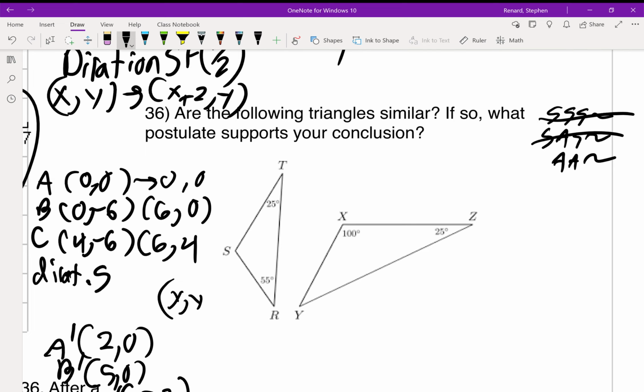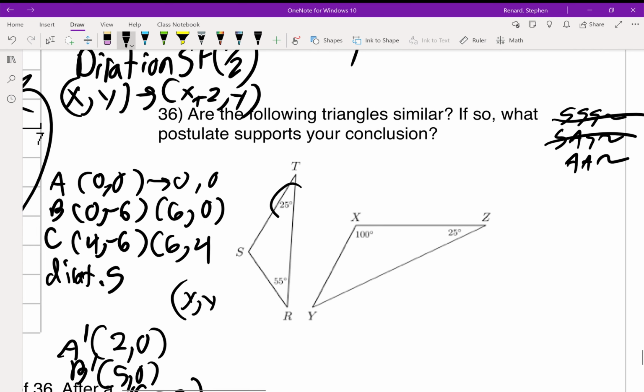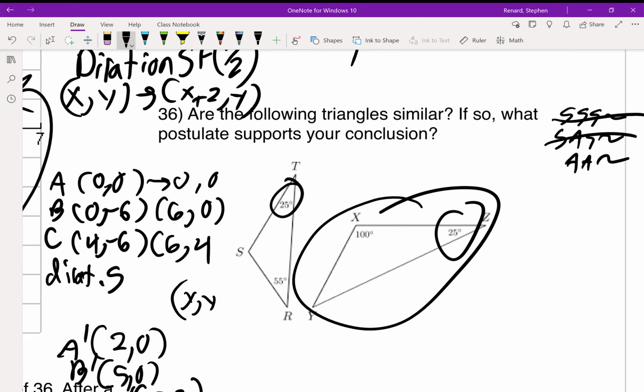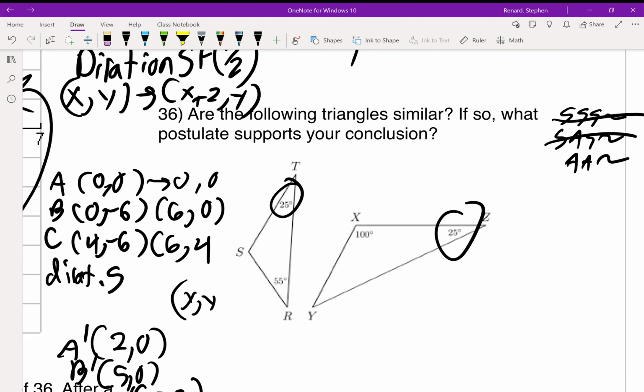So do we have angle, angle similarity? We have this 25 here and this 25 here. But then they give us the other angle. So what we have to do is use our knowledge that all three of these have to add up to 180. All three of these have to add up to 180. And then we can see whether or not they match.